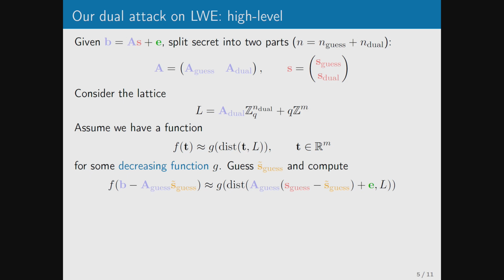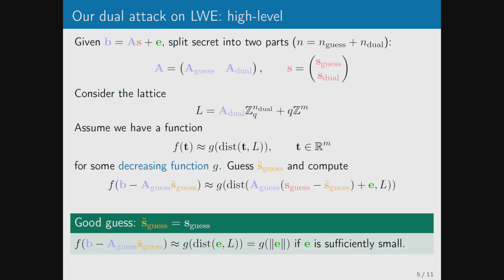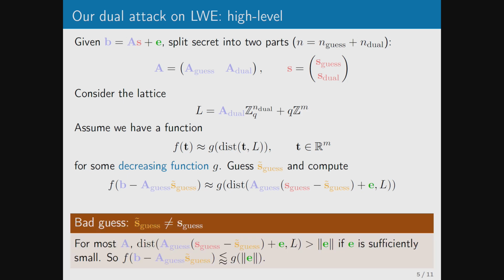So we just have to understand what happens in the case of a good guess and in the case of a bad guess. Very briefly, in the good guess, it's very simple, because the guessing part completely disappears as well. So we are left with measuring the distance between the noise vector E and the lattice L. But the error is usually quite short, so we're literally just measuring the norm of E.